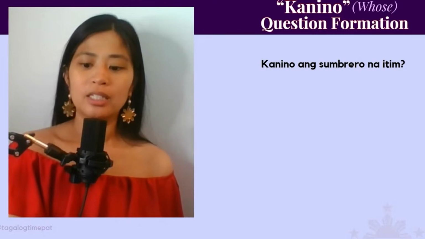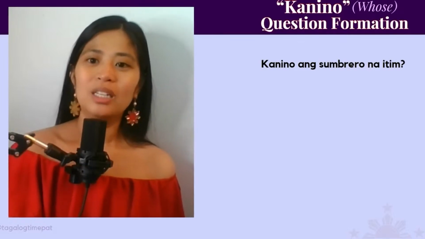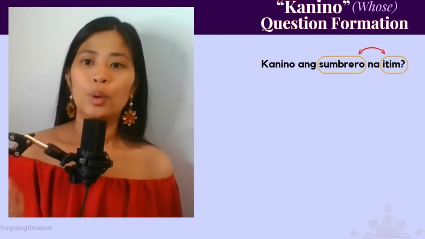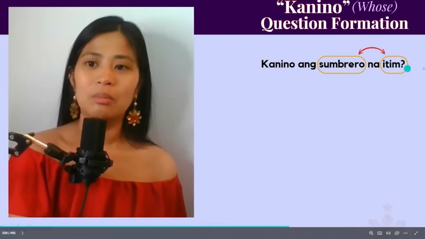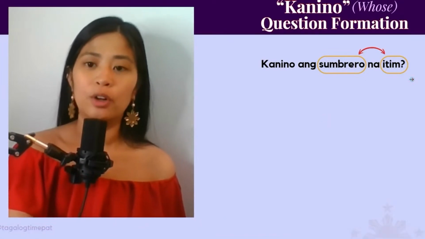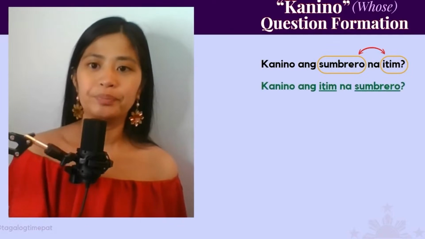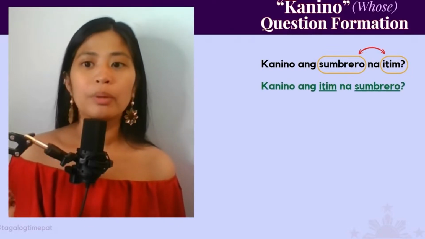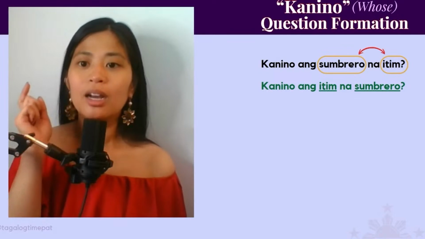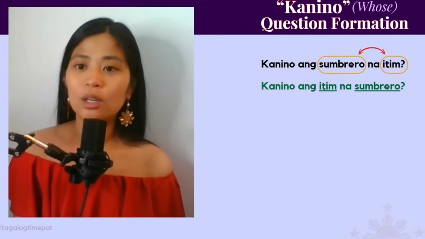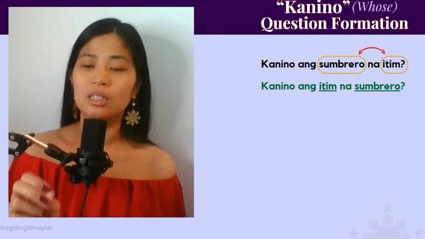I want to show you, let's go back to the first example we learned. I know it's a lot of words in this one. So, kanino ang sombrero na itim? Whose black hat is this? Sombrero is hat, itim means black. But they are interchangeable. You can switch them around and it would still mean the same thing. For example, instead of saying kanino ang sombrero na itim, you might hear kanino ang itim na sombrero? So in Tagalog, you can switch the adjective and the noun around and it will still make sense.